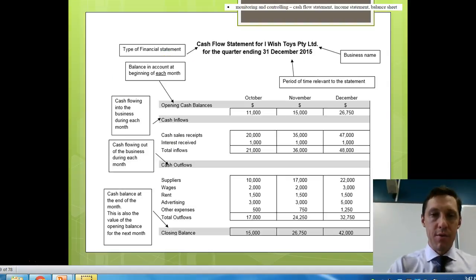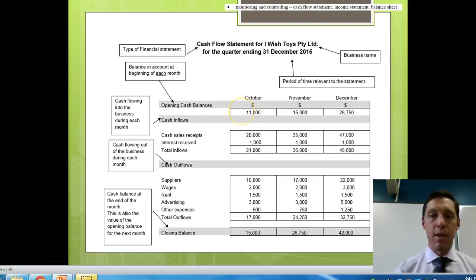So here's an example of a cash flow statement. It's one we've looked at in class previously for Irish Toys. And just to highlight a couple of key aspects to it. Number one, an important part of a cash flow statement is the opening cash balance. For this particular business, Irish Toys, in October of 2015, this business started off with $11,000 in cash. That's how much they had sitting in their bank account at the start of October.